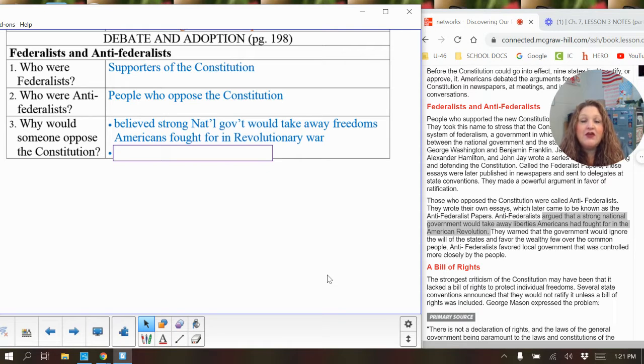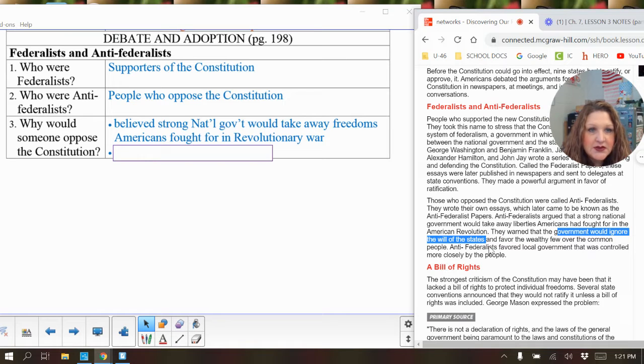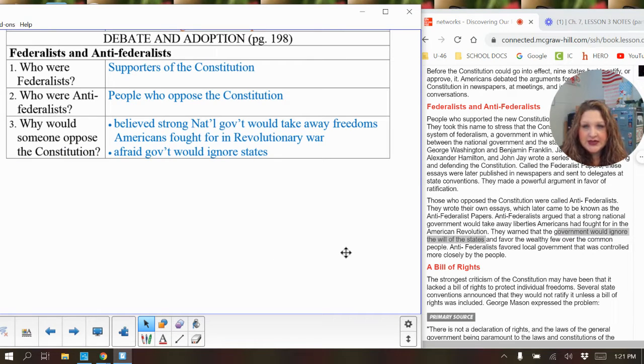Remember, they are afraid that states are not going to have individual powers, that they're not going to be able to make decisions within their own states. They are afraid that a national government will tell them every single thing that they need to do, like under Great Britain. And they were also afraid that the government would ignore the states. And once again, NATL GOVT is national government. And then down here, GOVT is government.